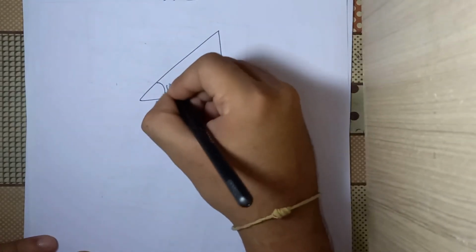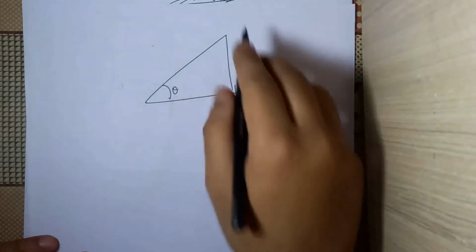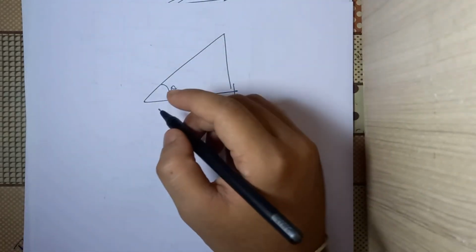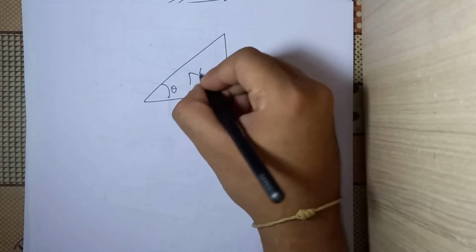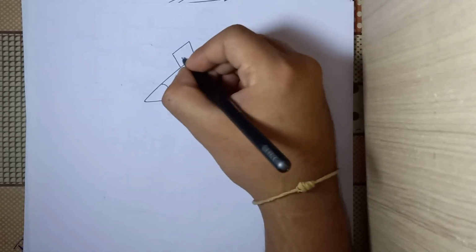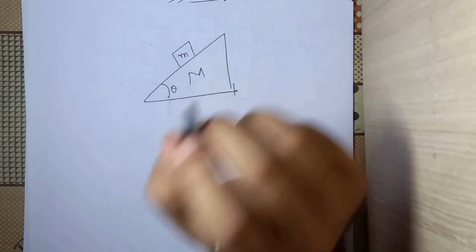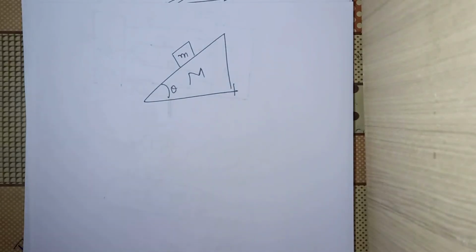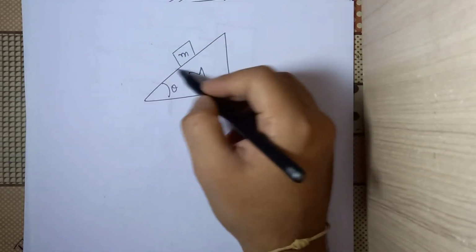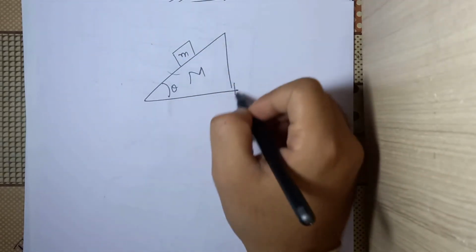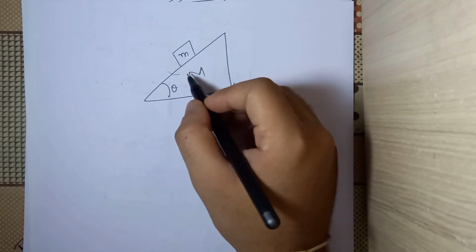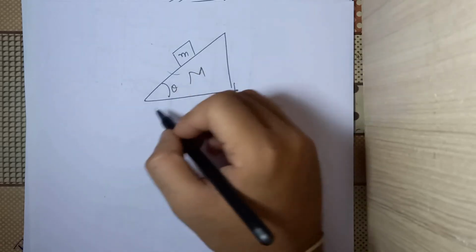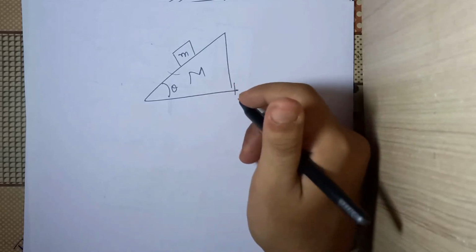Let's say that there is a wedge. A wedge is a triangular block which has some inclination theta and has some mass. Let's say this is capital mass M. Now let's say I am putting a block of small mass m on it. When we apply a wedge constraint, we are analyzing the motion of this small mass m when this wedge of capital mass M is moving in any direction.